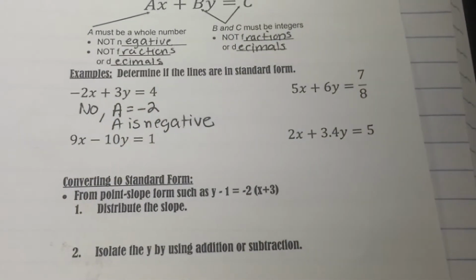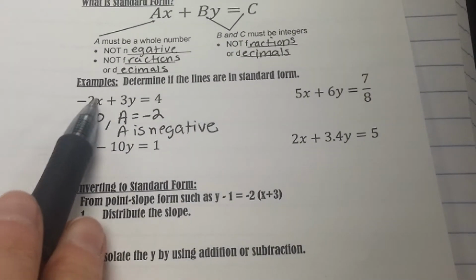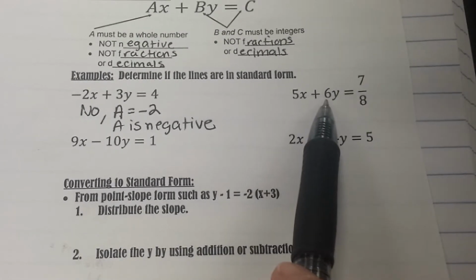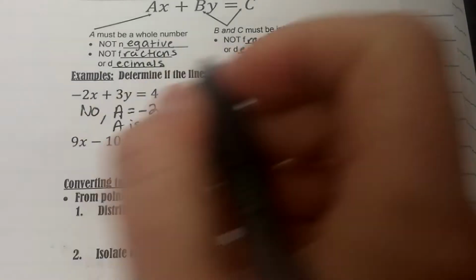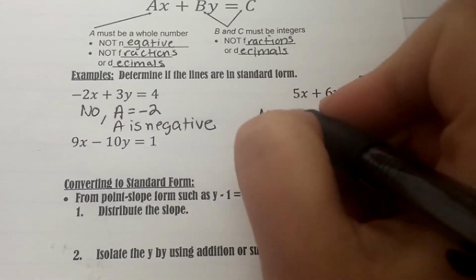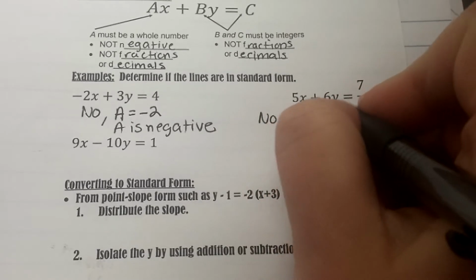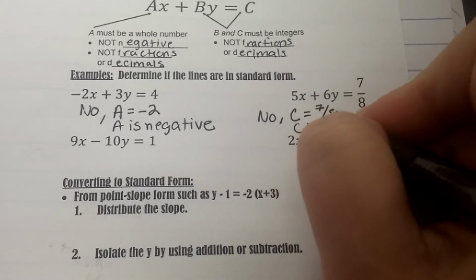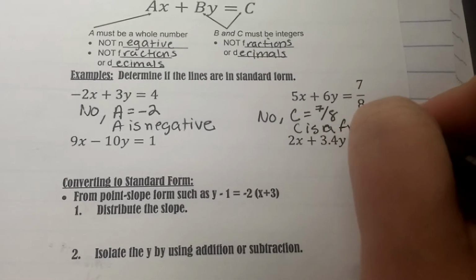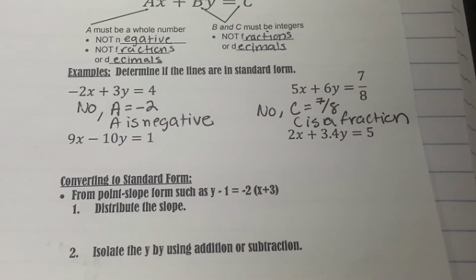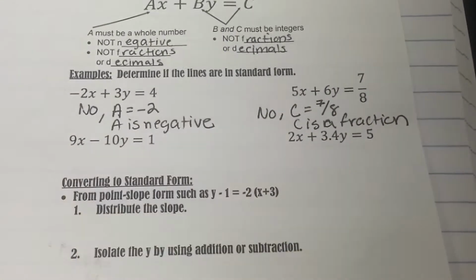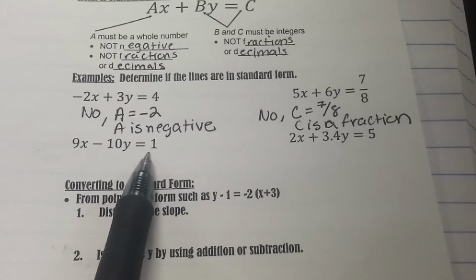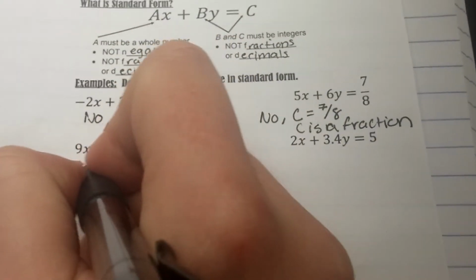Again, in order for something to be written in standard form, that first number that you see must be a positive number. Okay. Second example, I have 5x plus 6y equals 7/8. This one is also not in standard form because C is equal to 7/8. And A, B, and C, none of them can be fractions, so C is a fraction. Again, we have to have either whole number for A or integers for B and C. Okay, next example, A is 9, B is -10, and C is 1. This one is in standard form. That one's okay.